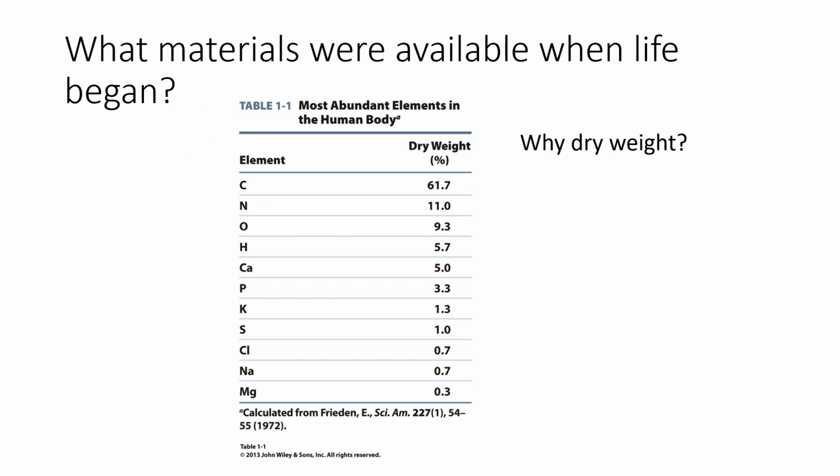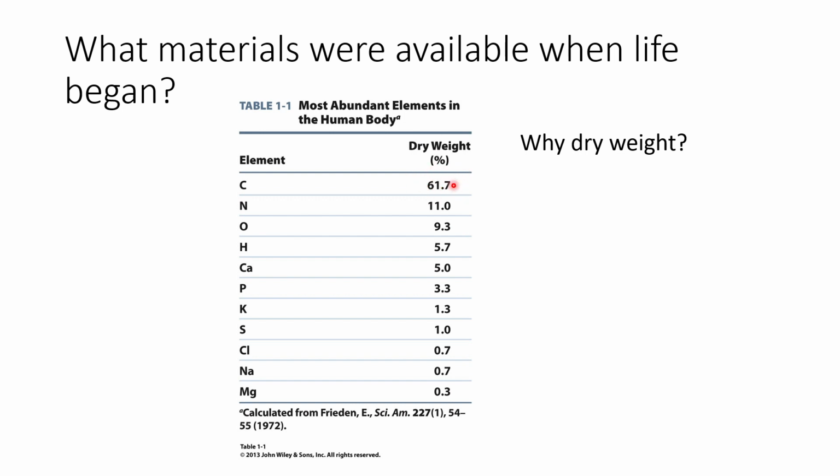So to think about how life might have begun, we can think about what the raw material of life is built out of. And to get a sense of where to begin with that, we can look at the most abundant elements that are available in the human body, which is on this table here. You can see that the most common element is carbon. And by dry weight, that's about 61% of the body.